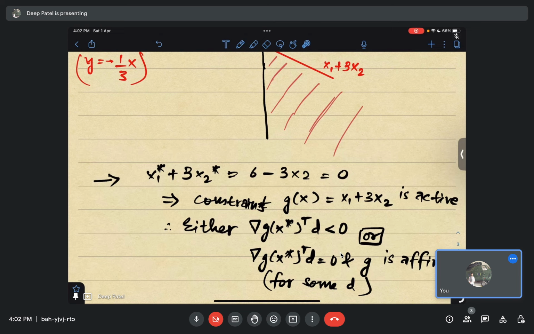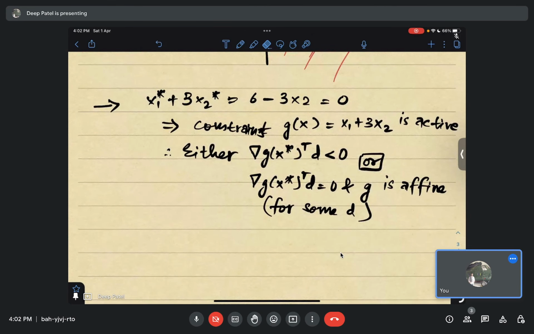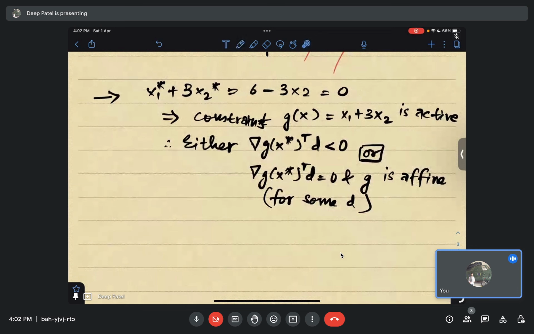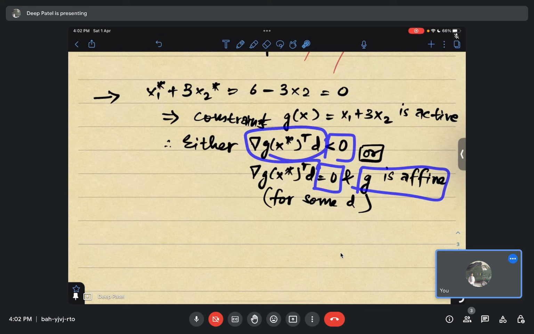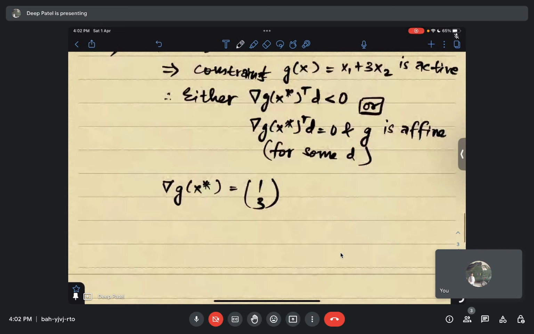Is it affine? Yeah, it's affine, 100% affine. But let me still go ahead with this calculation; I'll not worry about the equality or less than part right now. I'll just evaluate this inner product. So what is the gradient at this point? It's nothing but (1, 3), right?